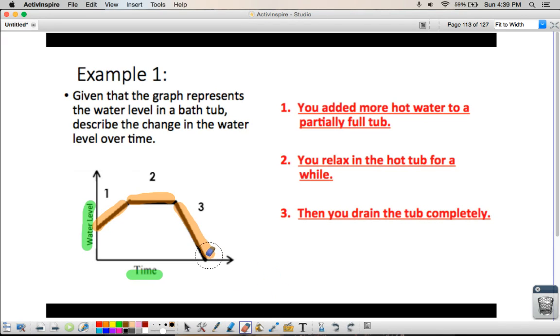So if you're looking at the directions that this line is going in, it's increasing when you put water in the tub. It's constant, does not change when you turn the water off. And then when you drain it, the water level decreases.